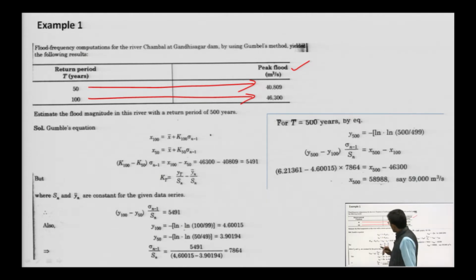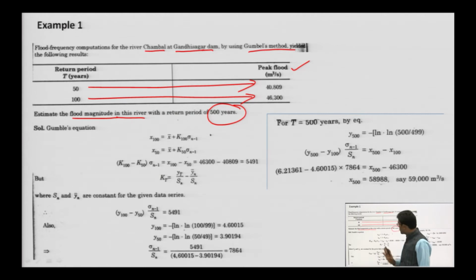What we need to calculate here actually? Flood frequency computation for the river Chambal at Gandhi Sagar dam by using Gumbel's method yielded the following result. What we need to calculate? We need to estimate the flood magnitude in this river with a return period of 500 years. We have only 2 data. For T equal to 50, we have this one. For T equal to this, we have this one.